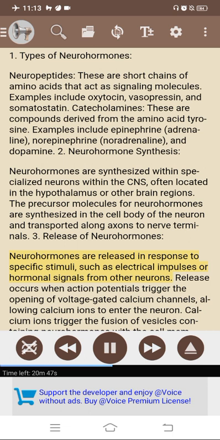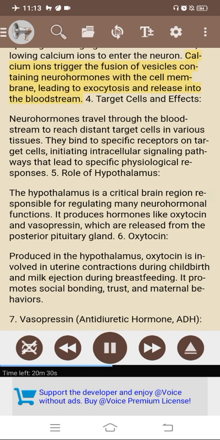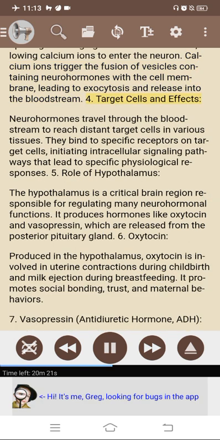3. Release of neurohormones. Neurohormones are released in response to specific stimuli, such as electrical impulses or hormonal signals from other neurons. Release occurs when action potentials trigger the opening of voltage-gated calcium channels, allowing calcium ions to enter the neuron. Calcium ions trigger the fusion of vesicles containing neurohormones with the cell membrane, leading to exocytosis and release into the bloodstream.